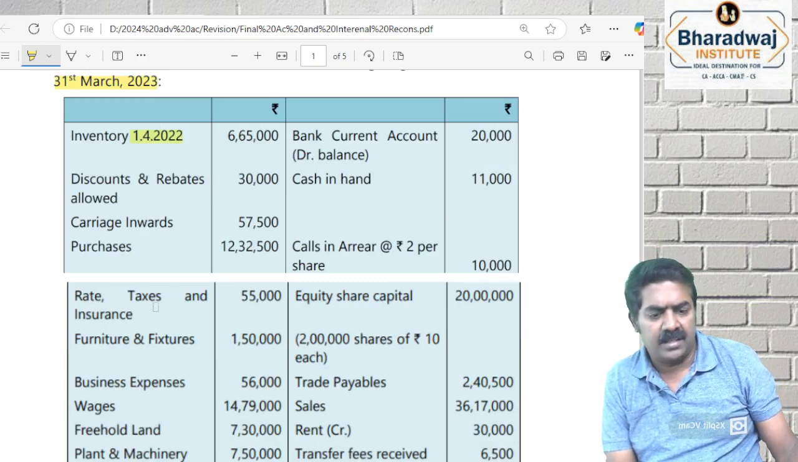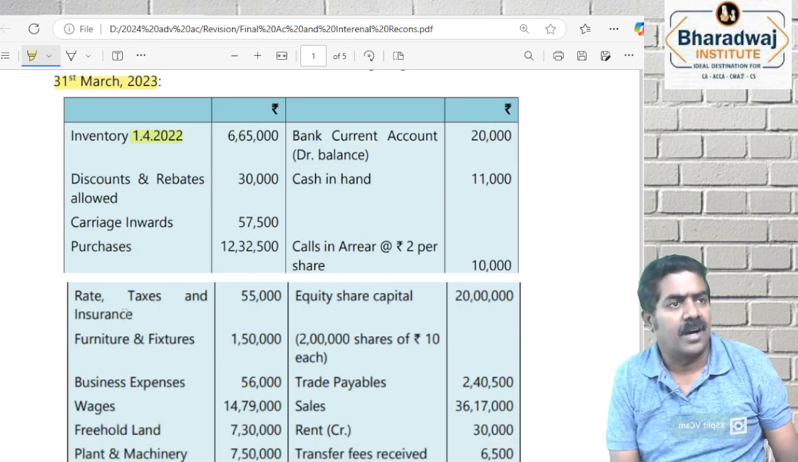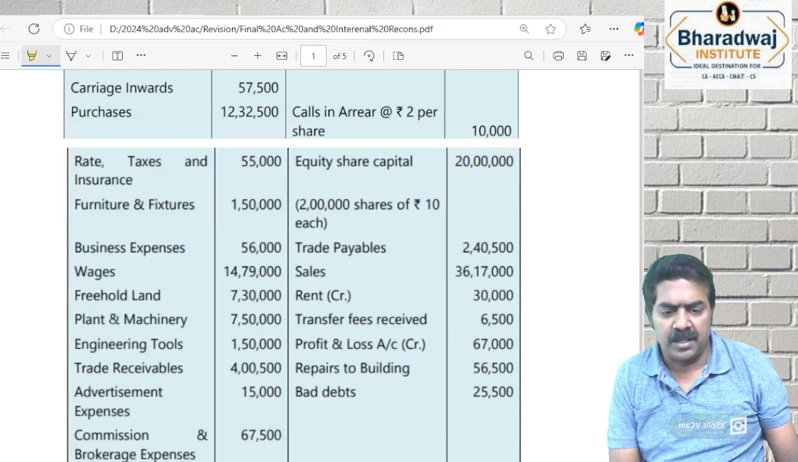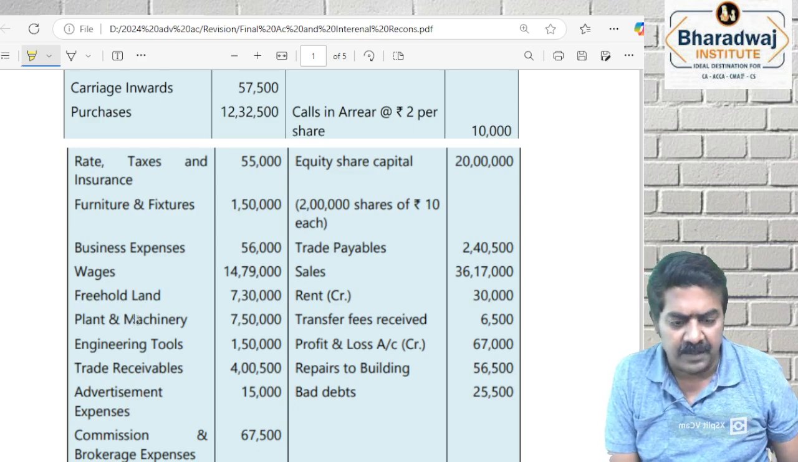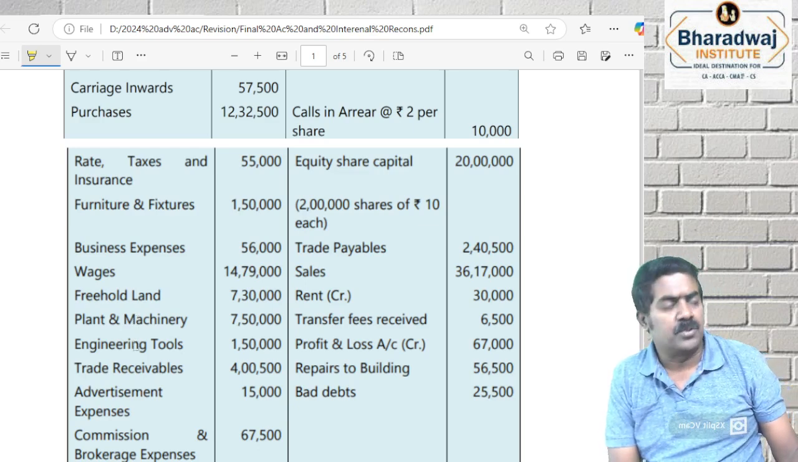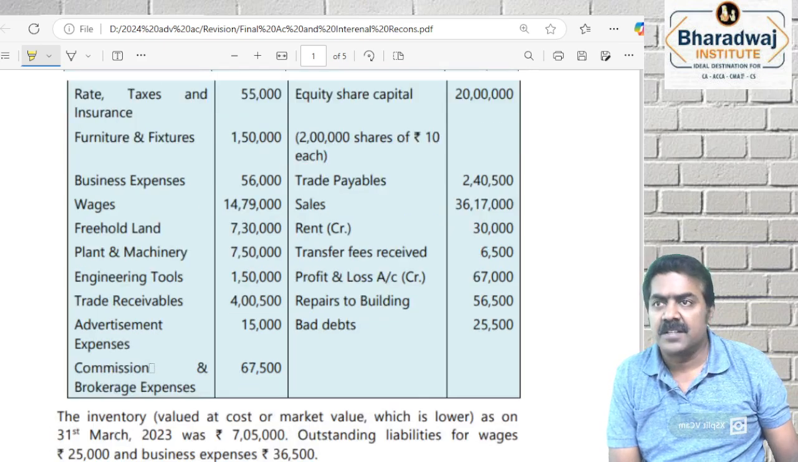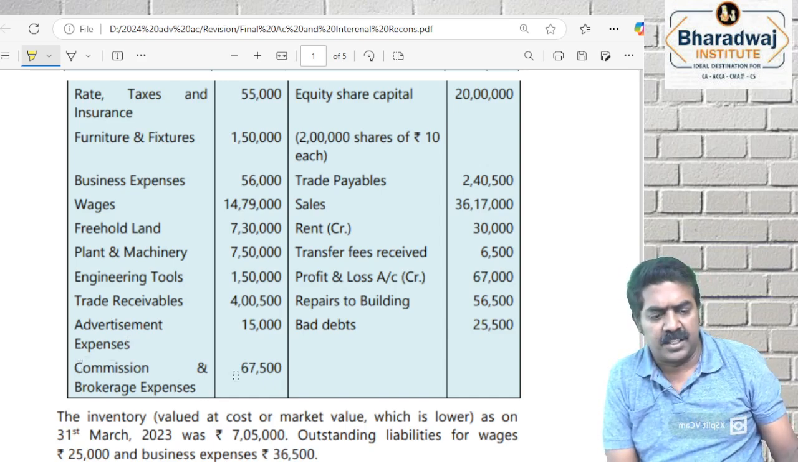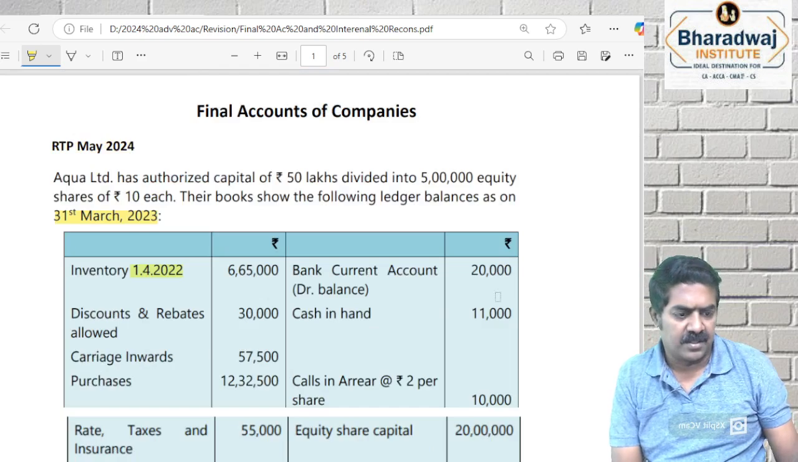P&L account. Rent, rates and insurance, other expenses. Furniture, balance sheet item. Business expenses, other expenses. Wages, employee benefit expenses. Freehold land, PPE. Plant and machinery, engineering tools, PPE. Trade receivables, current asset loan. Advertisement expenses, P&L account. Commission and brokerage expenses, other expenses.